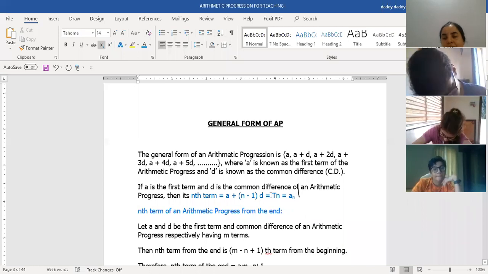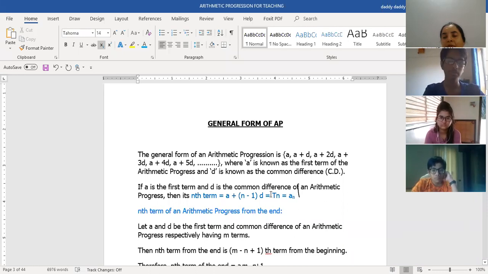So if, let's say, in a series there are 50 terms, I want to find out what is the value of the term which is sitting at the 35th position.